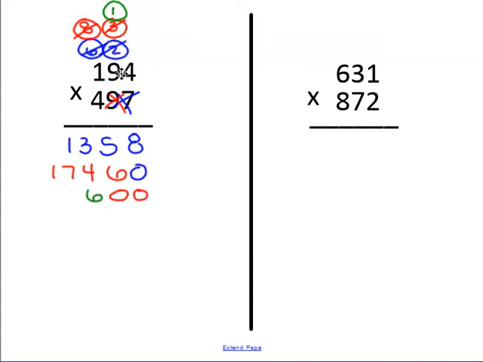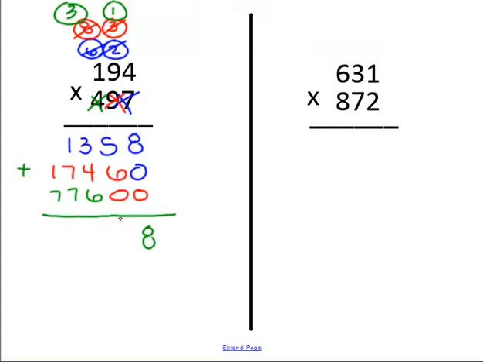4 times 9 is 36. 36 plus 1, though, is 37. So I'm going to carry the 3, and I'm going to put my 7 right here. 4 times 1 is 4, plus 3 is 7. Now I'm done with my 4. I don't have any other numbers, so I'm going to draw an equal sign, and I'm going to add them up like normal. 8 plus 0 is 8.